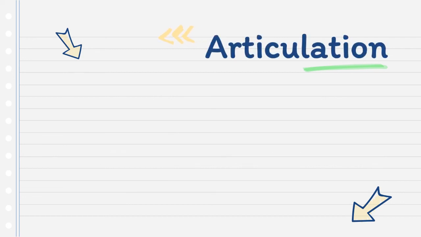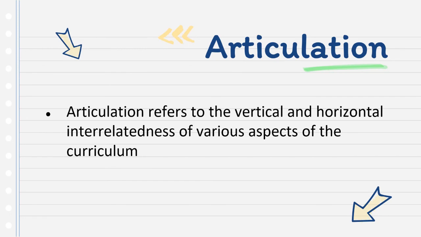Next is articulation. Articulation refers to the vertical and horizontal interrelatedness of various aspects of curriculum. That is, to the ways in which curriculum components occurring later in a program sequence are related to those occurring earlier. For instance, a teacher might design an algebra course so that it relates algebra concepts to key concepts presented in the geometry course.